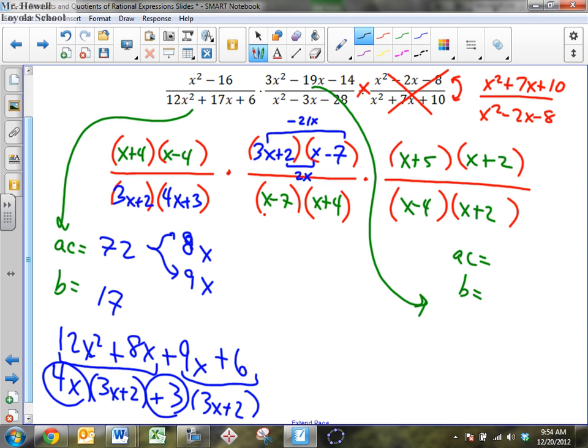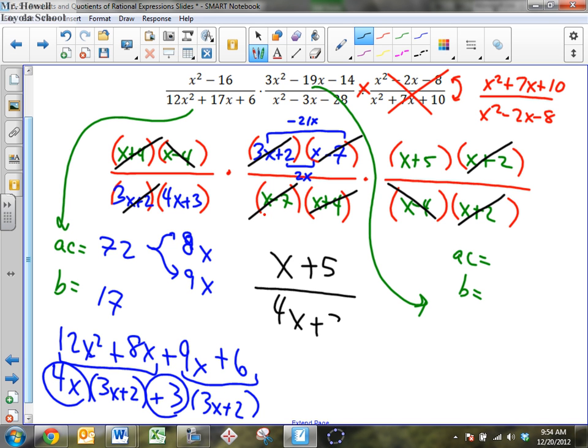The x plus 4 in the top left cancels out with the x plus 4 in the middle term in the bottom. Good. That cancels out with the one over there. In the right term, I'll look at the x plus 2 and x plus 2, and x minus 7 and x minus 7. So what you're left with is an answer: x plus 5 over 4x plus 3.